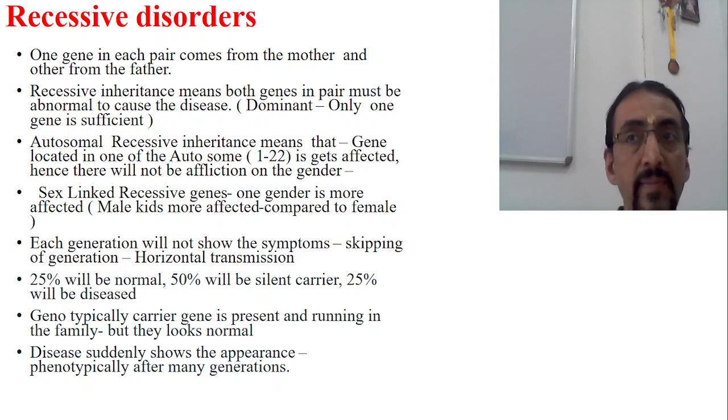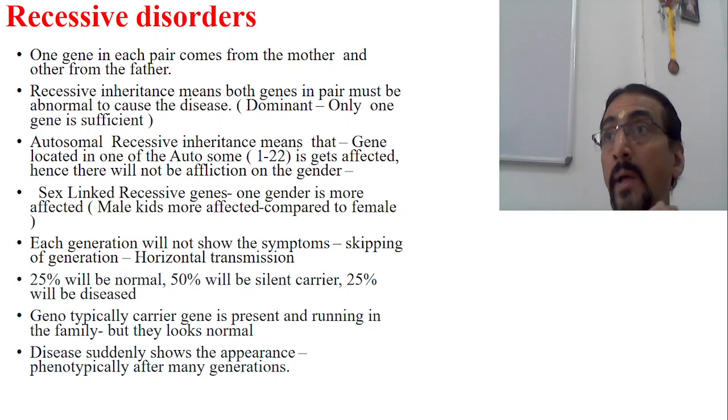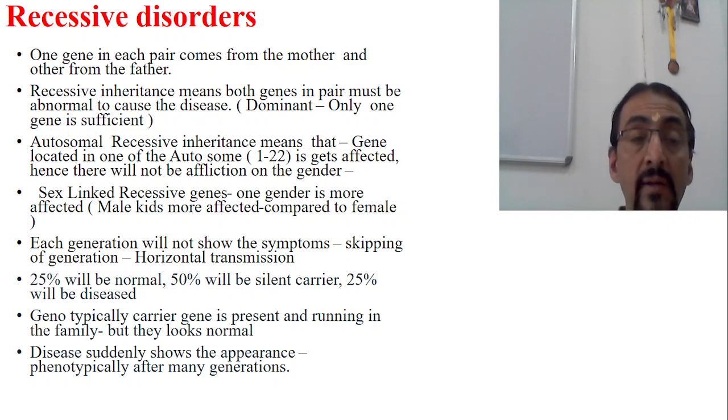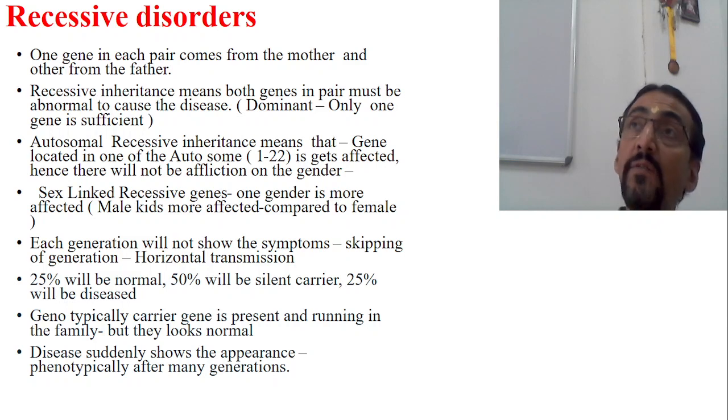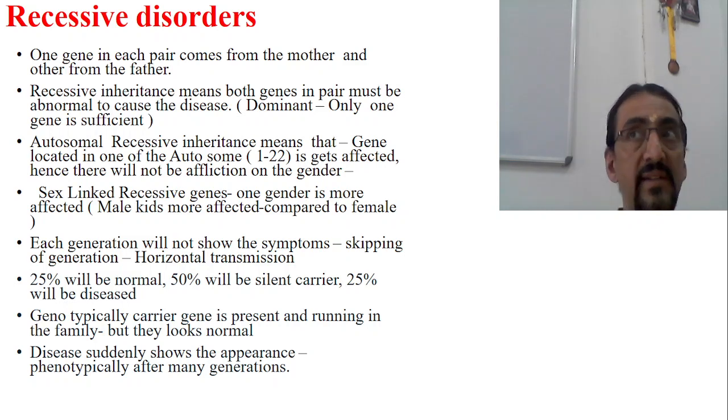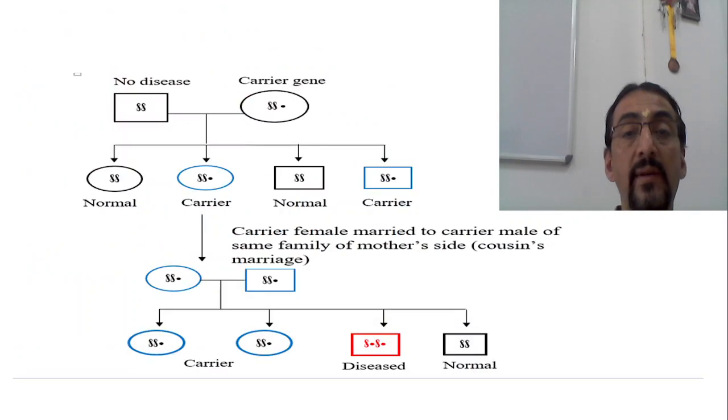Now what happens in the autosomes? Okay, in the autosomes, if they have got 4 kids, then 25% among them will be normal, 50% among them will be carriers, and 25% among them will be diseased. I will show it by using a diagram. Okay, so let us have an example like this.